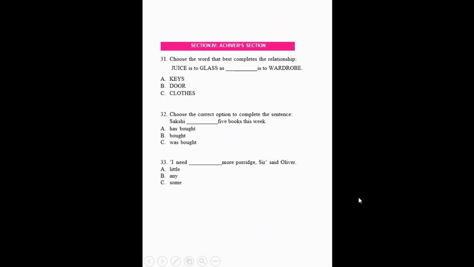Next section, the last section, achiever section. Choose the word that best completes the relationship. Juice is to glass as blank is to the wardrobe. Right? So it would be, juice is to the glass, and keys, doors or clothes. What would you be keeping in the wardrobe? We would be keeping the clothes in the wardrobe. Right? So it would be clothes.